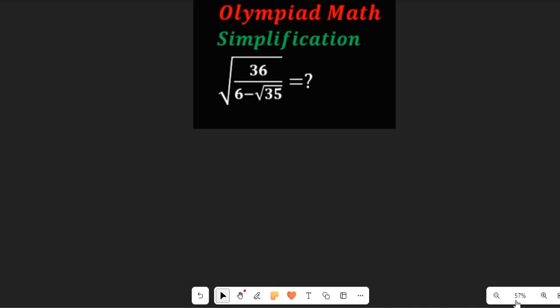Hello, if you're asked to solve this Olympiad Math simplification question, the square root of 36 divided by 6 minus the square root of 35, what will it give us? You could go as fast as just picking up your calculator to get the solution. But this is far beyond using your calculator. Of course, you can get a solution, but in solving this question, you have to apply some mathematical logic and some rules. Now, how do we go about doing this?